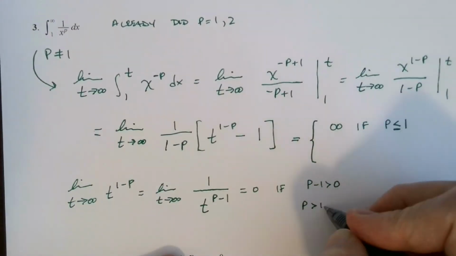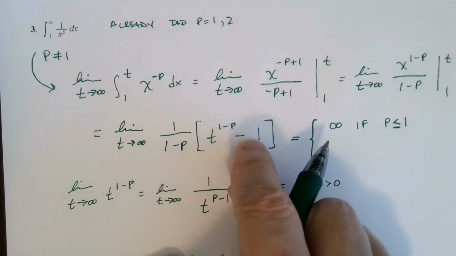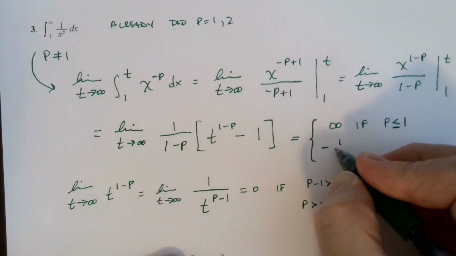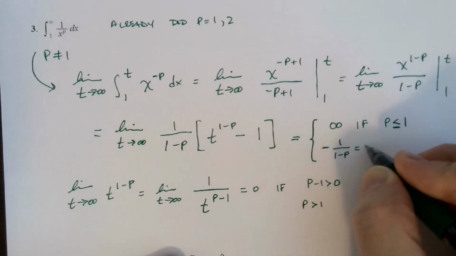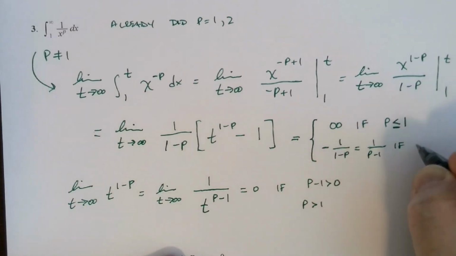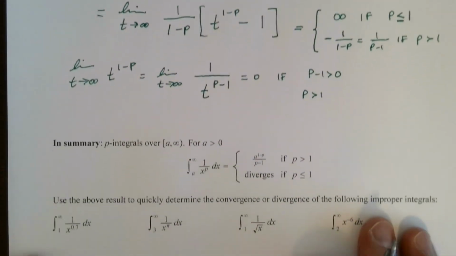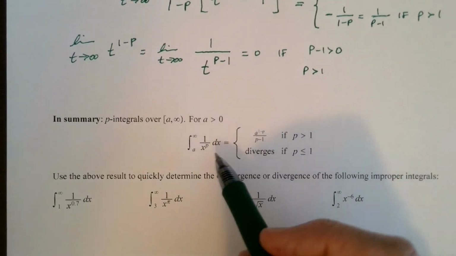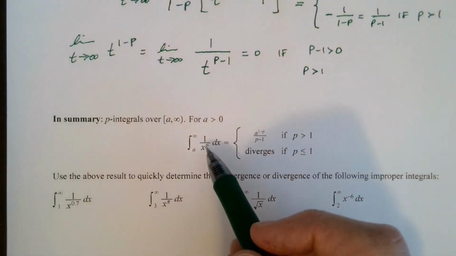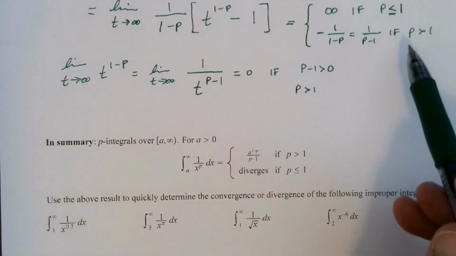But again, if p is greater than 1, then this goes to 0, and so we're 0 minus 1. It's negative 1 over 1 minus p, or if you swap the signs down here, 1 divided by p minus 1 is the same thing as that. And that's true if p is greater than 1. And so what happens is we get this, it turns out, in general. The integrals of this form are what we call p integrals. They are going to converge if p is greater than 1.